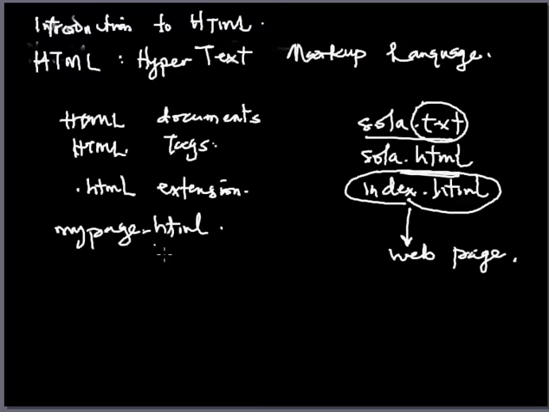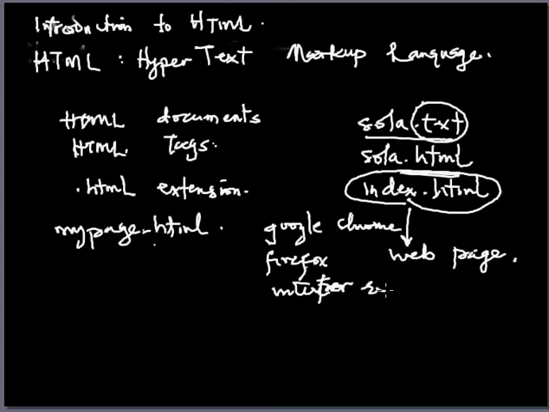Now, a web browser interprets it. Remember I told you what our web browsers are? We have Google Chrome, we have Firefox, we have Internet Explorer. Those are web browsers. They help us to browse our HTML documents, which is our web page.